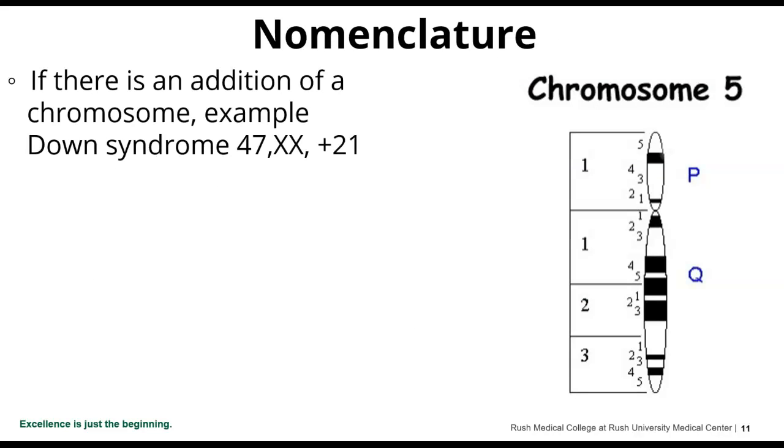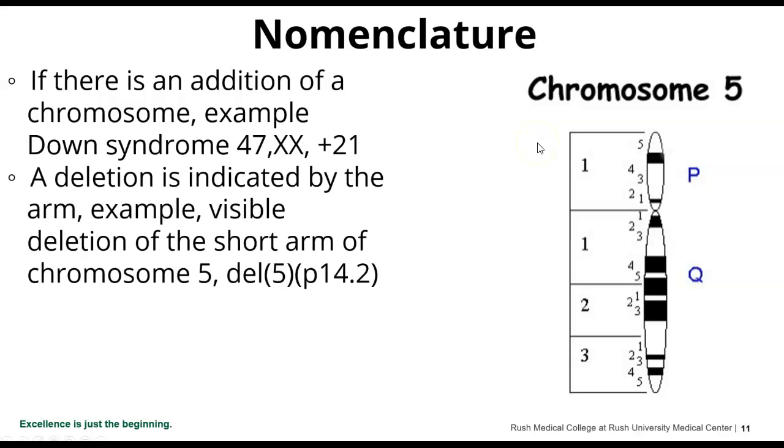So nomenclature. Normally 46XX or 46XY. If there's an additional chromosome, you write which one it is. So in Down syndrome, 47 instead of 46, XX or XY, comma, and which is the extra one. So why is it 47 instead of 46 plus 21? So 47 XX or XY plus 21.